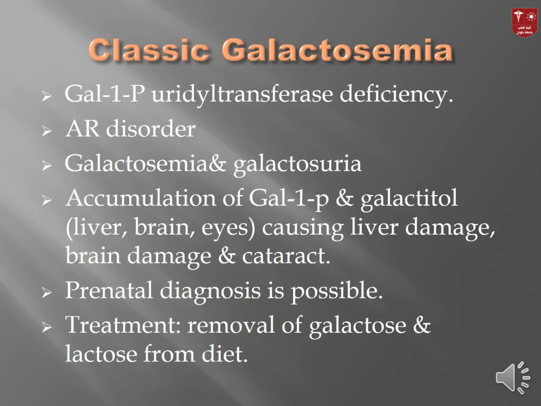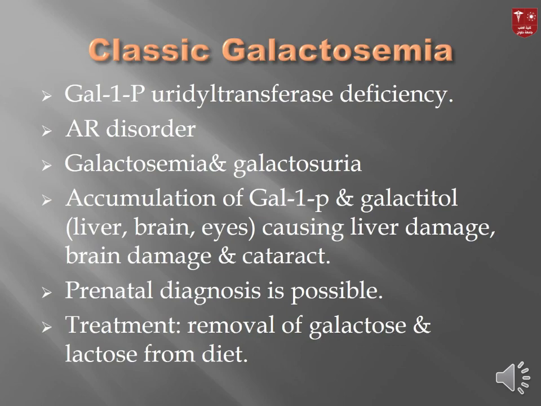So let's read this slide together. Galactose 1 phosphate uridyl transferase deficiency, which is the GALT enzyme deficiency. It's an autosomal recessive disorder. It's characterized by galactosemia, excessive accumulation of galactose, and galactosuria, secretion of galactose in urine. Accumulation of galactose 1 phosphate and galactitol lead to liver damage, brain damage, and cataract. Okay, accumulation of both lead to liver damage, brain damage, and cataract. Prenatal diagnosis is possible because this is a dangerous disease, so we have to screen it before the baby is born. And treatment here by removal of any galactose from diet.